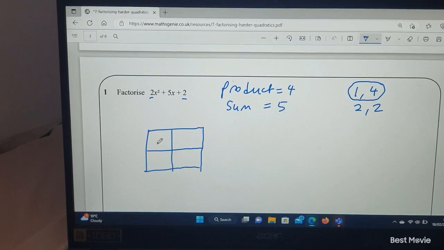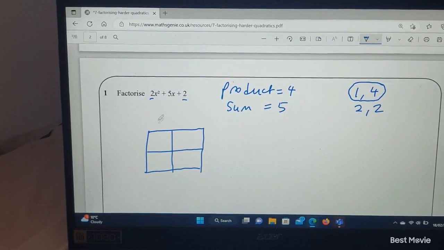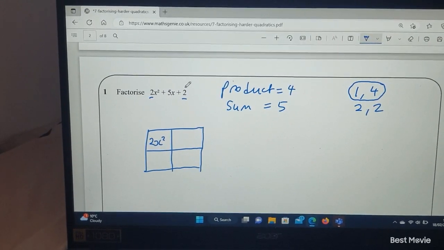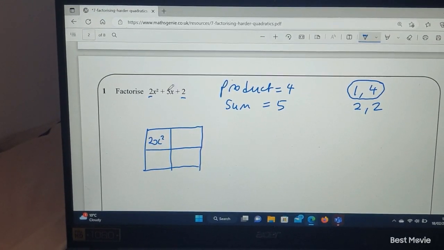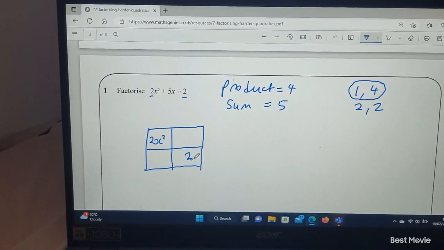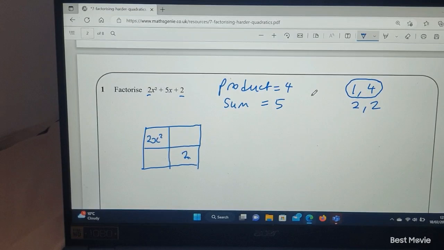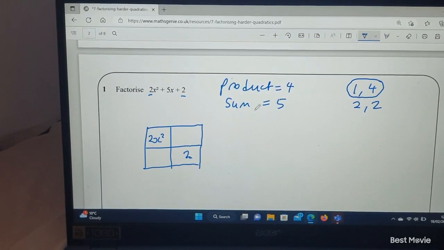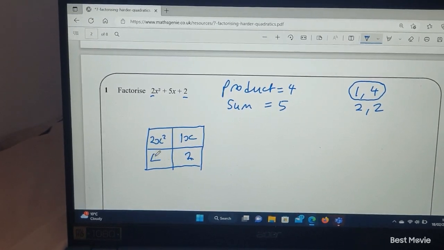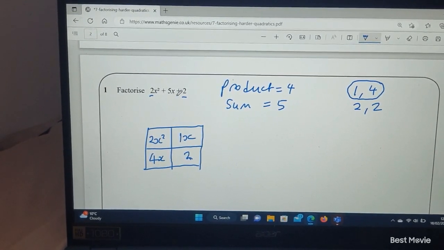So this position is always the x squared position, so 2x squared will go in there, and then this position is always the number that doesn't have an x or an x squared on it, so plus 2 would go in there, and because we're using 1 and 4, I'm going to have 1x and 4x to get me to the 5x.